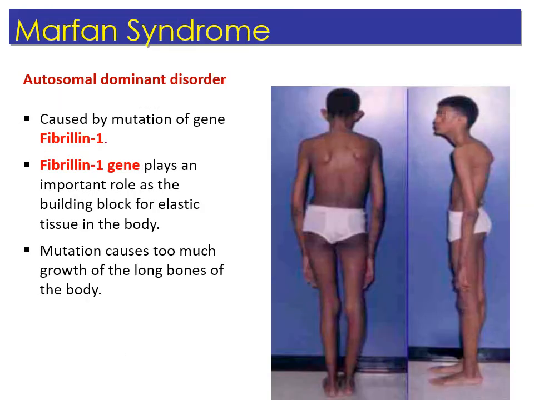Marfan syndrome is another example of an autosomal dominant disorder. This disorder is caused by a mutation of the gene fibrillin 1. This gene plays an important role as the building block for elastic tissue in the body. Mutation of the gene will lead to too much growth of the long bones of the body.